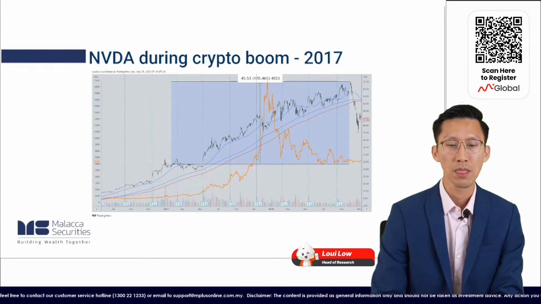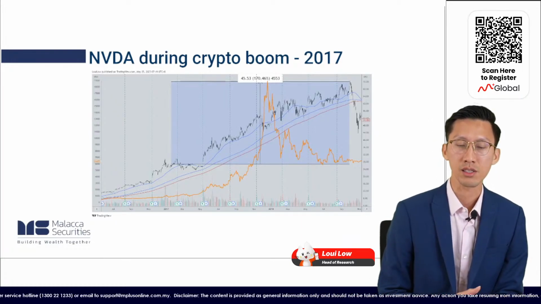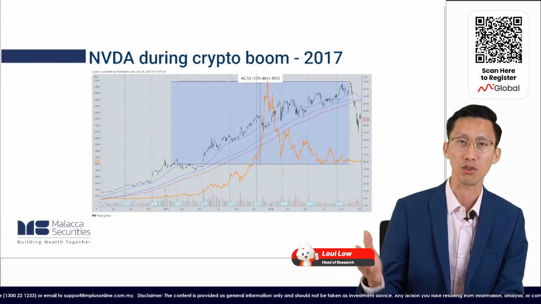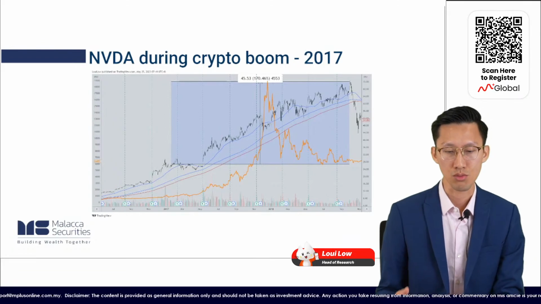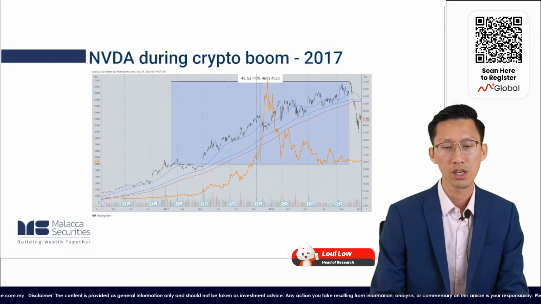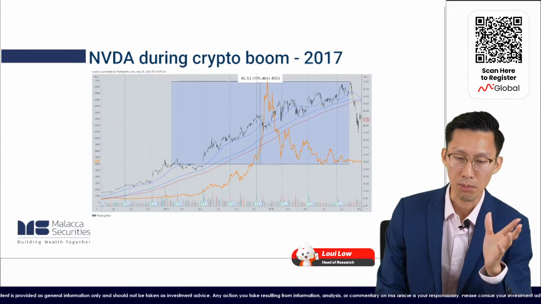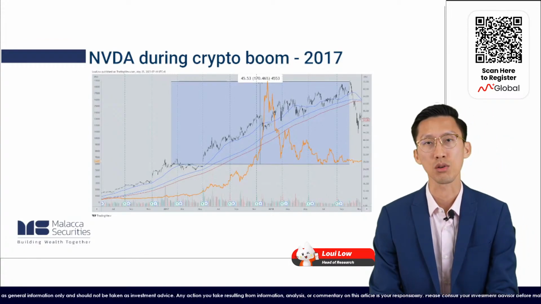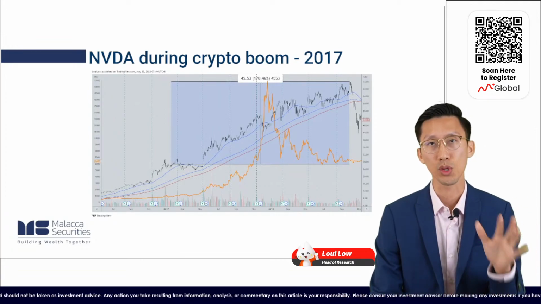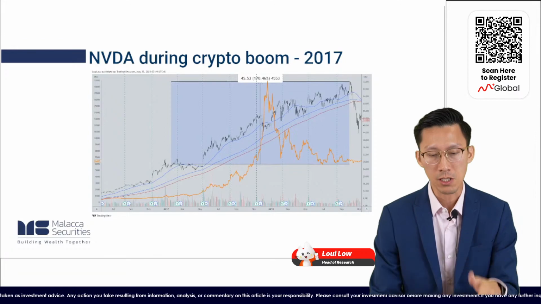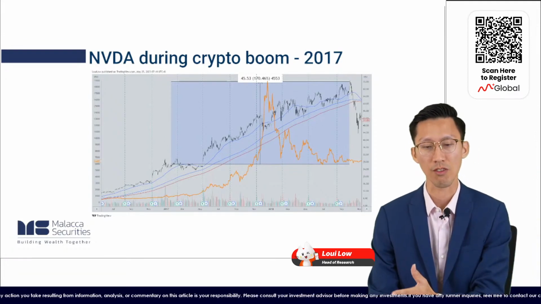I want to also bring you back to Nvidia's time during the crypto boom. Because of the graphic cards that they can actually use for mining, the share price rallied quite substantially during 2017. That was the first rally of Bitcoin towards the 20,000 level. So Nvidia's crypto boom started from 2017, and since then it touched about $72 before retracing very badly.